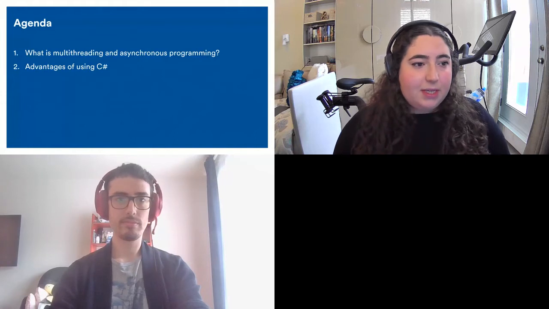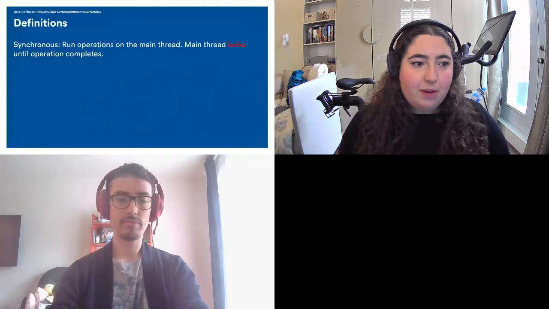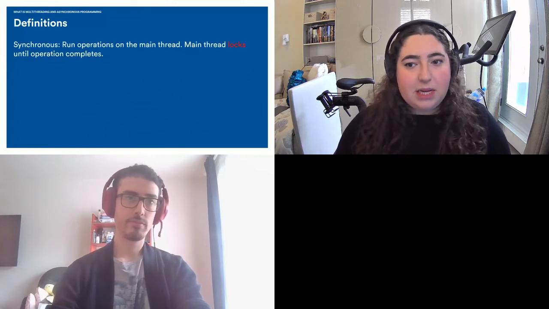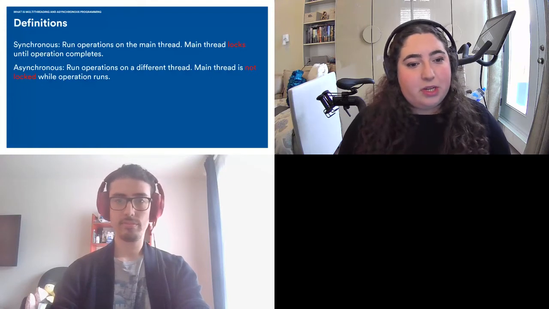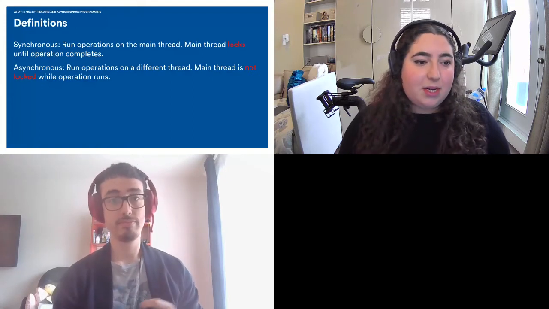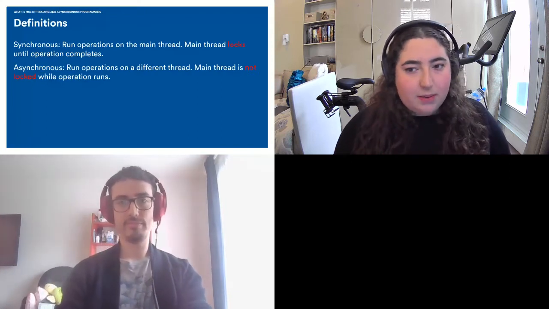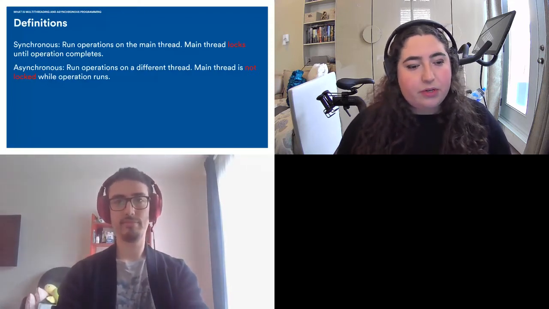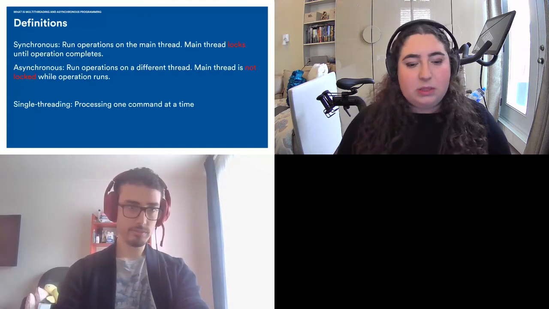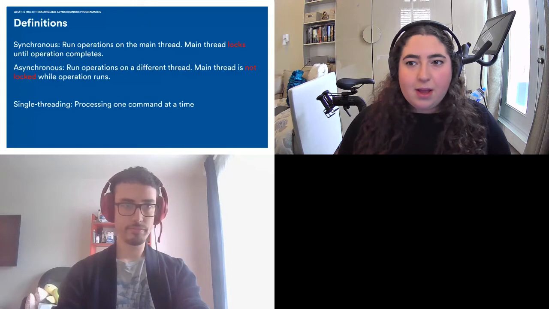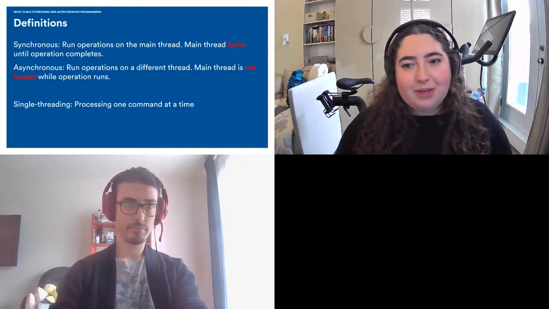Next, we have synchronous, and synchronous is when you run operations on the main thread and the main thread locks until the operation completes. Next, we have asynchronous, where we run operations on a different thread and the main thread is not locked while operations run. And then there's 2 more definitions I want to go over. Single threading, which is when you process one command at a time, and multi-threading, when you process multiple commands at a time. So I know that probably these definitions don't really make that much sense right away.